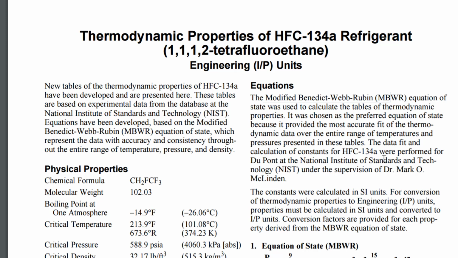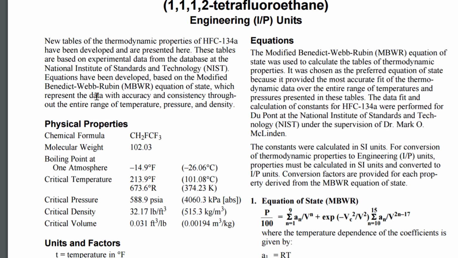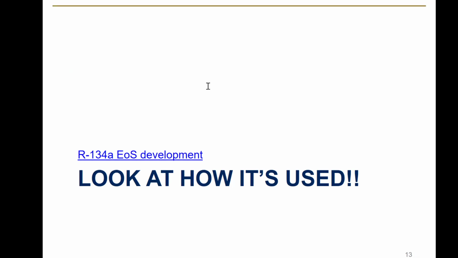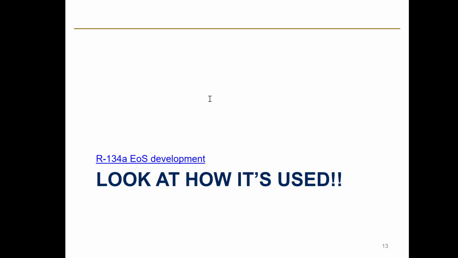So he fed into this process, and DuPont said, this is what we're going to use, the stuff that Mark McLinden did at NIST. It's kind of fun when you can follow the papers and see where things loop back around to what people are doing. Over here you can see it talks about these tables being based on the modified Benedict-Webb-Rubin equation of state. Again, just to give you an idea of how these equations of state are used.